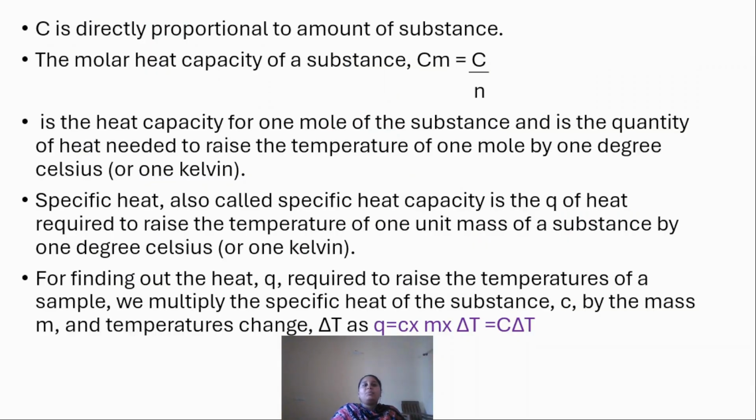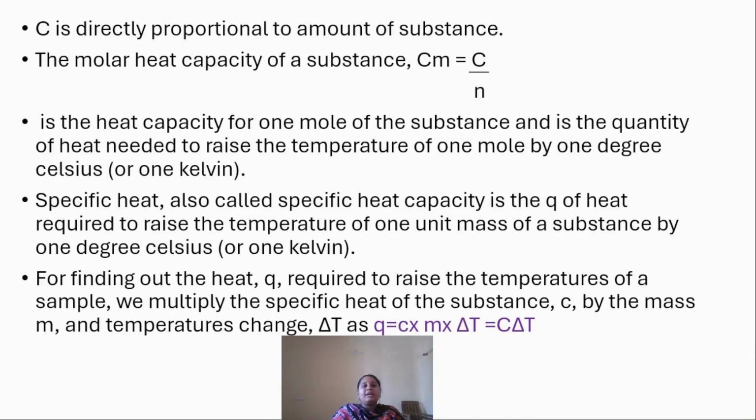As C is directly proportional to the amount of substance, the molar heat capacity of a substance, that is Cm, is equal to C by n. It is the heat capacity for 1 mole of the substance, and the quantity of heat which is needed to raise the temperature of 1 mole by 1 degree Celsius.